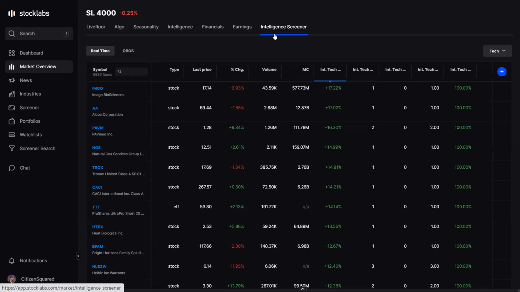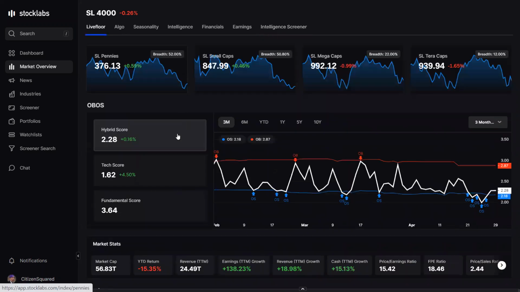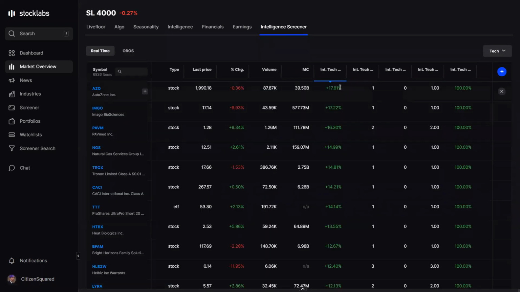And the intelligence screener, this will let you screen through individual stocks based on their market scores. So in the same way that the overall market receives this fundamental, tech and hybrid score every day, every single stock also has its own hybrid score, its own tech score, its own fundamental score, and you're able to screen through those to see which ones, based on their scores right now, are slated for good returns, essentially.